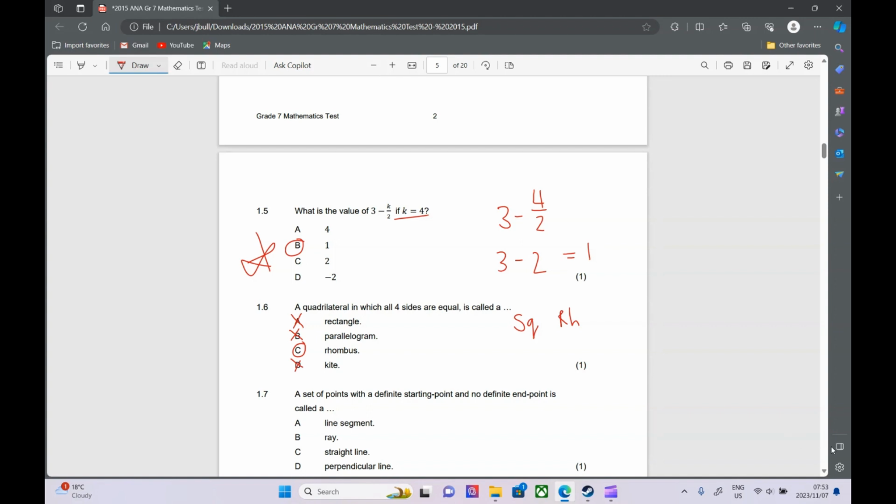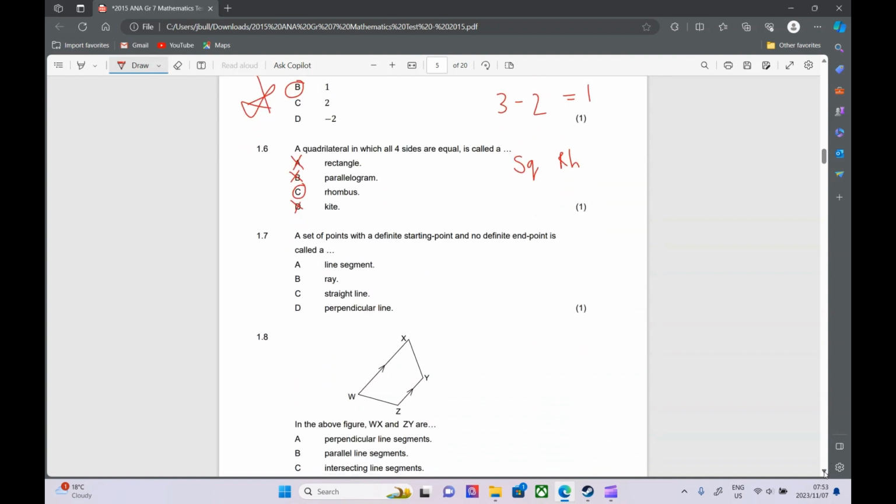Question 1.7, a set of points with a definite starting point and no definite end point is called. Okay, so this is if I have a set of points, so it starts here and it carries on, but it never ends, so it just keeps going. So it can't be a line segment because a line segment has a beginning and an end. A ray is to do with circles, so we're going to say that's not that one. It could be a perpendicular line, but that's not really our definition that we're going to use. So this one is actually a straight line. So it has a starting point and we don't know where it ends.